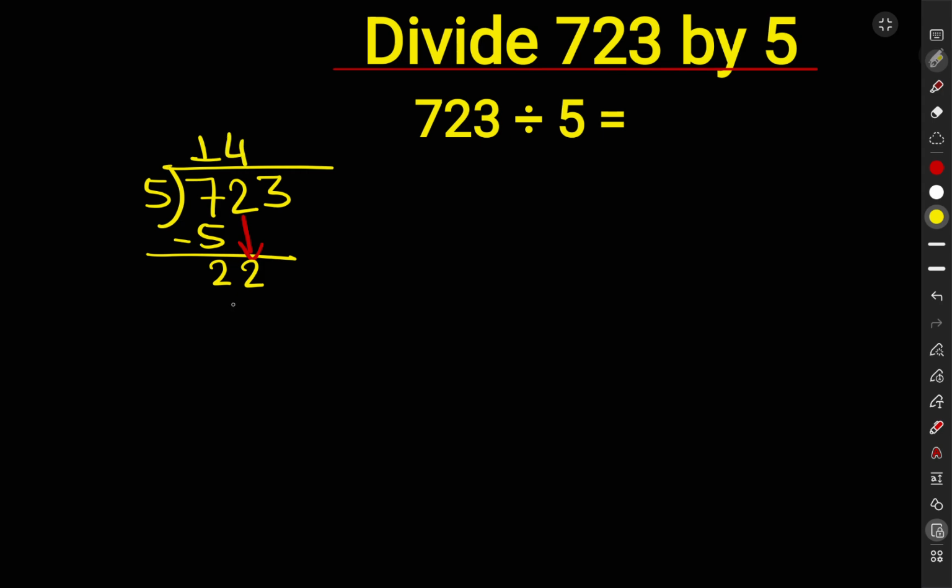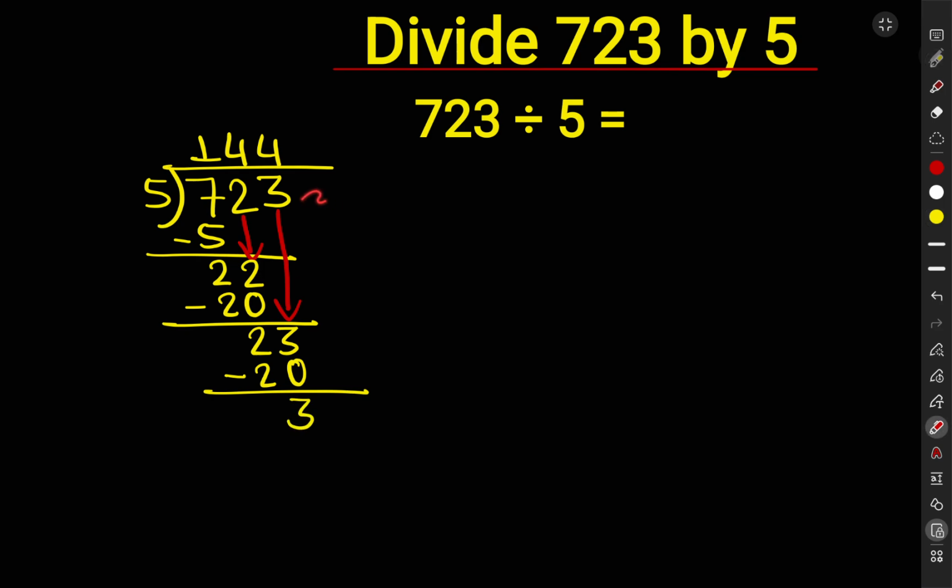5 times 4 is 20. On subtracting we get 2. So again we put down these 3 and it is 23. 5 times 4 is 20. On subtracting we get 3.